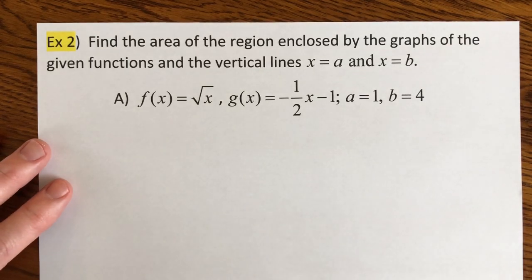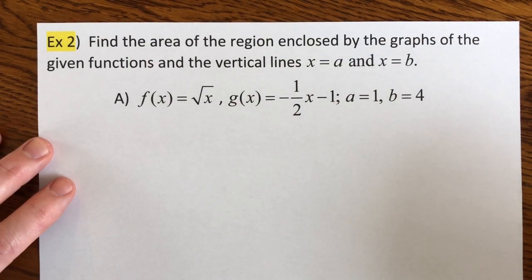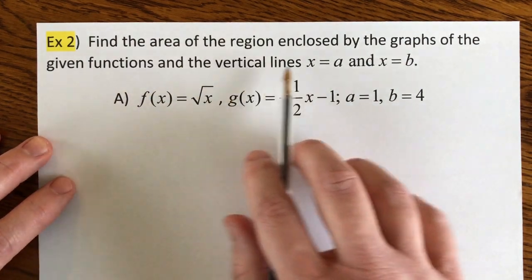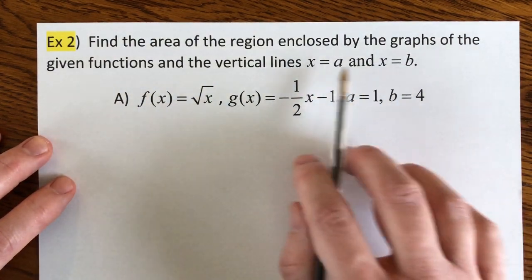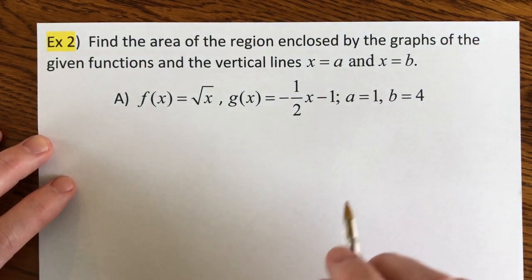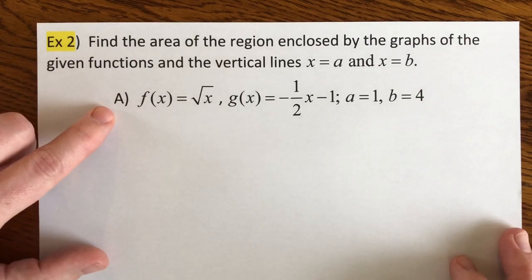Example number 2. Find the area of the region enclosed by the graphs of the given functions and the vertical lines x equals a and x equals b. So these are going to represent our limits of integration once again. So let's look at 2a.